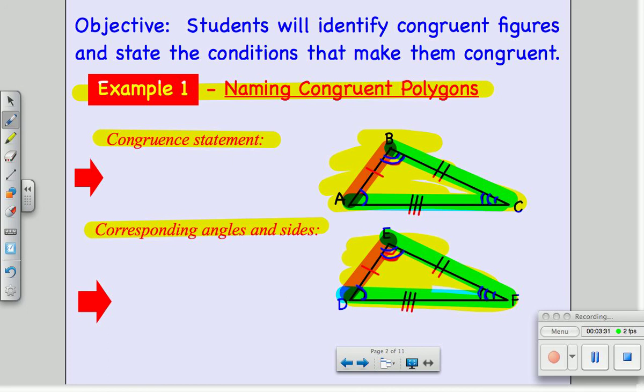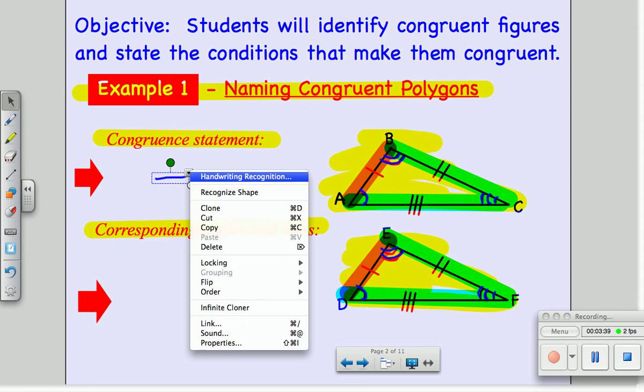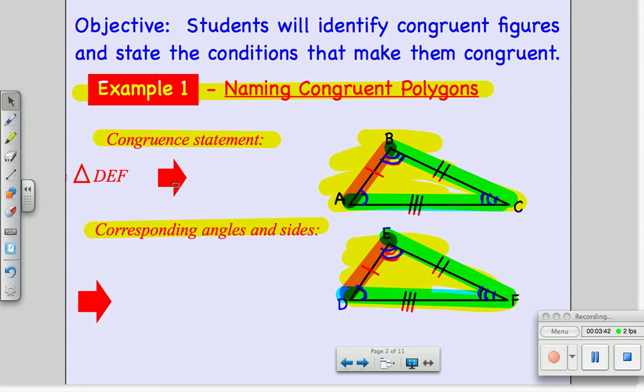So the congruent statement here says that, whoops, sorry about that. Let me get rid of that. Okay. The congruent statement here says that triangle ABC is congruent to triangle DEF. So you can see those two triangles are congruent. Now, in order for me to prove it to someone, I need to state that all of those sides that I told you about are congruent.